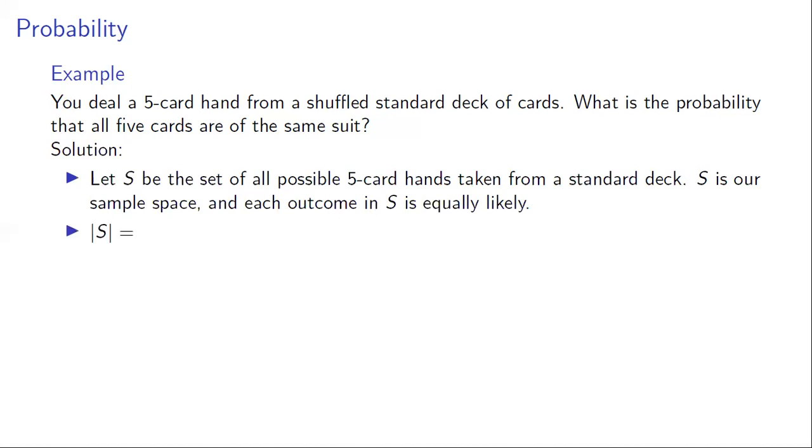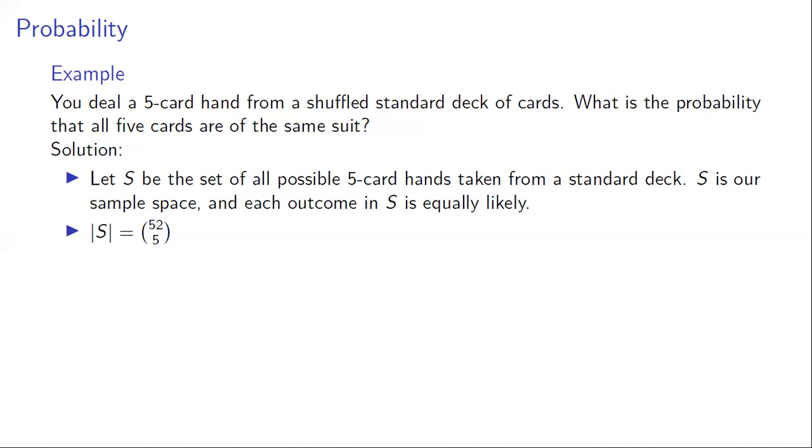Now we can ask, what is the cardinality of S? Because we're going to need to use this. Well, we have 52 cards, and we need to choose 5 of them. We don't care about the order. So that's 52 choose 5. That's the number of ways that we can take a 5-card hand from a deck of 52 cards. But this is, again, all possible 5-card hands, not caring about whether they're of the same suit or not.